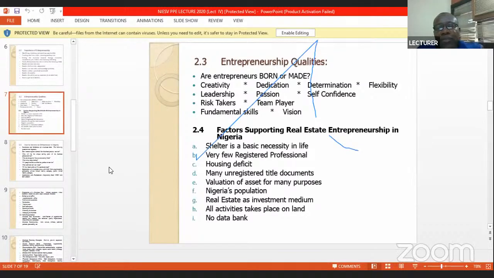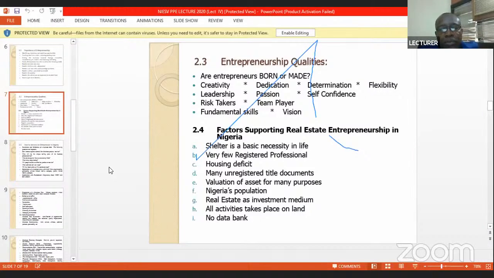People can afford to feed morning, afternoon, and night. People also must find a place to put their head. So, shelter is a basic necessity of life. As long as there is life, there must be shelter. As long as there is need for shelter, you are in business.